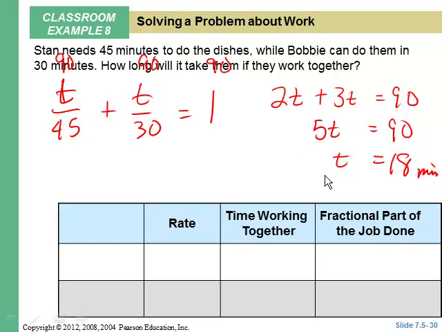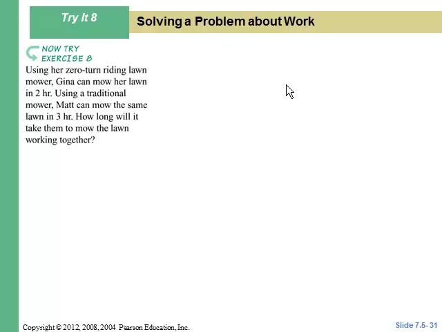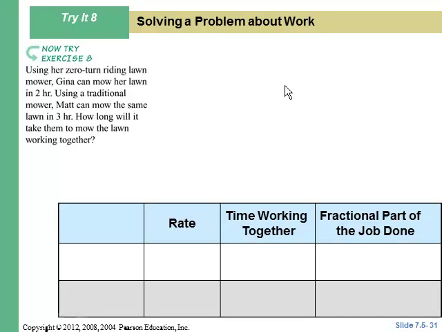Oh, I could have even done the job there. Stan, Bobby, the rate is 1 over 45, 1 over 30. The time that they spend working together is T. So you can do T over 45, T over 30, and you get the whole job done. Just add them up. All right.